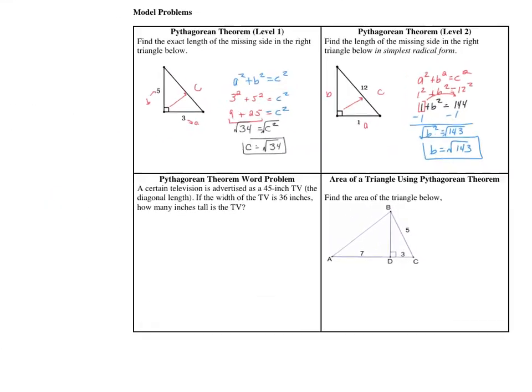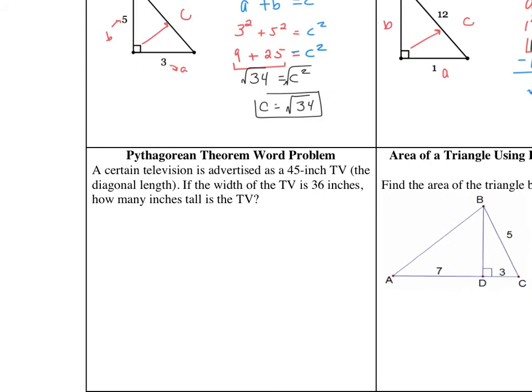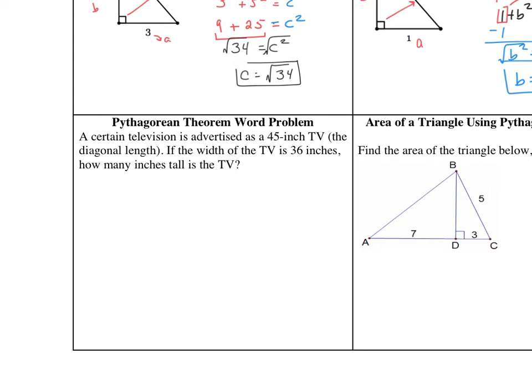Now, a certain television is advertised as a 45-inch TV, the diagonal length. If the width of the TV is 36 inches, how many inches tall is the TV? So the first thing I'm going to do is I'm going to just draw like a rectangle because TVs are typically rectangular. And that's my diagonal length. So that's the length that goes across my screen.